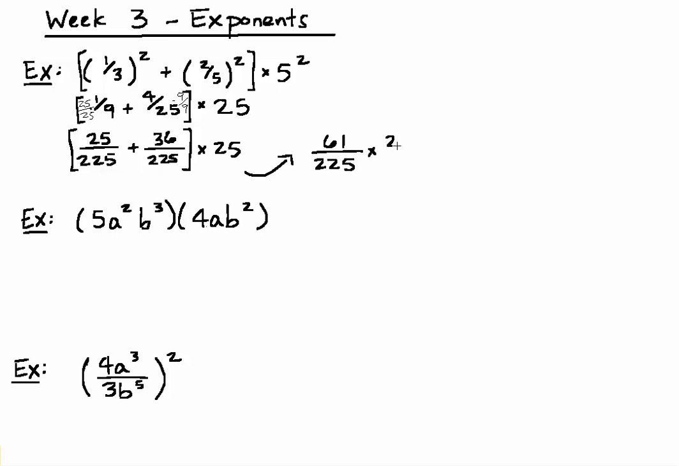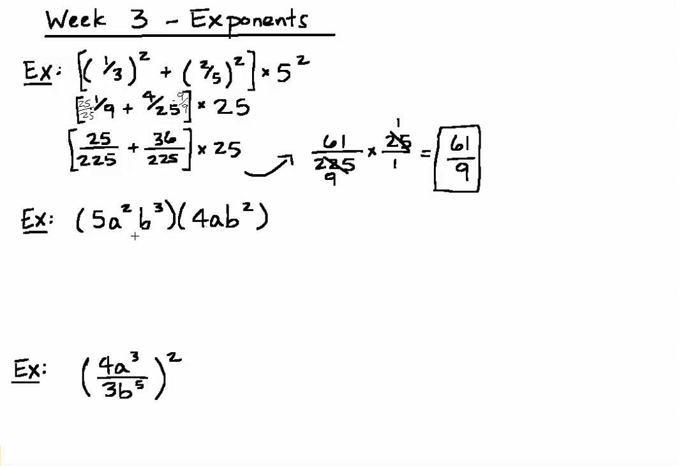times 25. I'm going to write 25 as 25 over 1 so I can multiply fractions. And notice I can cancel out in the numerator. 25 goes into 225 9 times. So I have 61 over 9. And that's as simplified as I can get it. So it's okay to leave it as an improper fraction, 61 over 9.